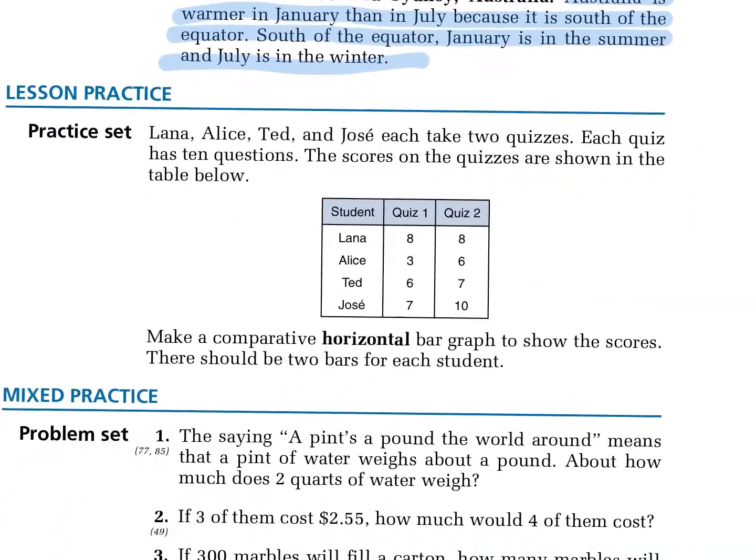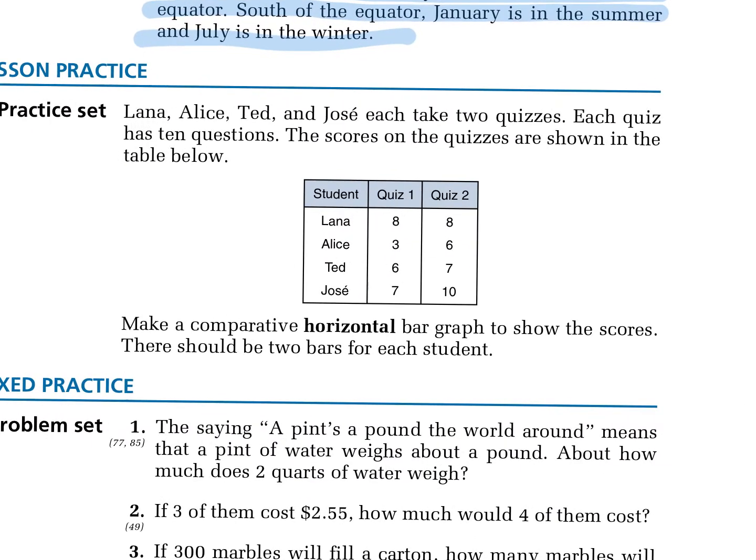All right, here is our practice set. It says Elena, Alice, Ted, and Jose each took 2 quizzes. Each quiz had 10 questions, and the scores on the quizzes are shown below in the table. Take a second to look.